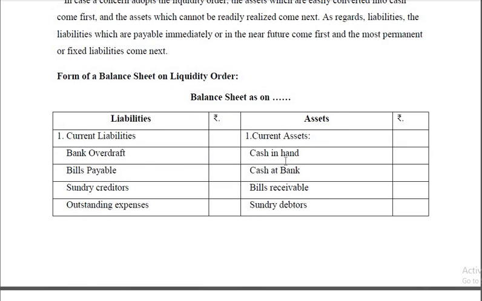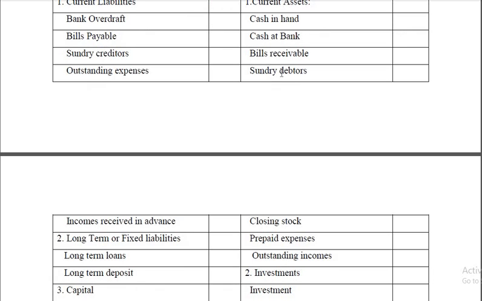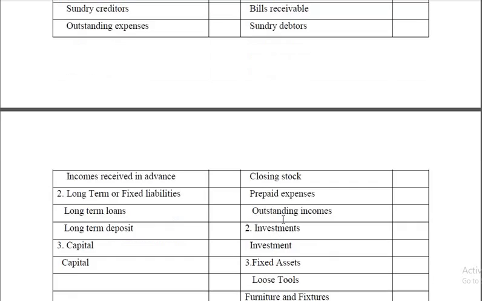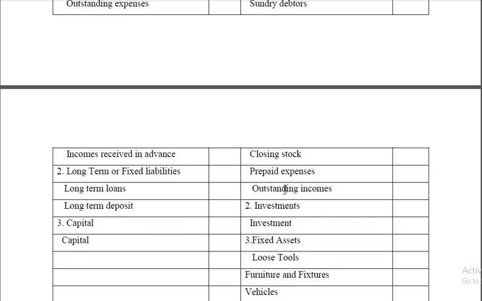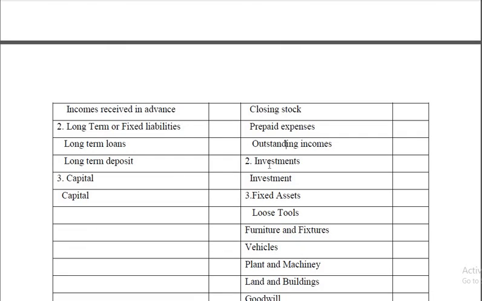Look at the order of liquidity on the asset side: current assets are written first. There also in the order, for example, cash in hand, it is already in the hard cash form. Cash in bank, bills receivable, which can be converted into cash very easily within a short period of time. Sundry debtors, closing stock, prepaid expenses, outstanding income. These are coming under current assets. Current assets are written first.